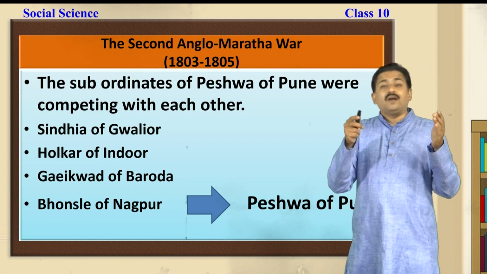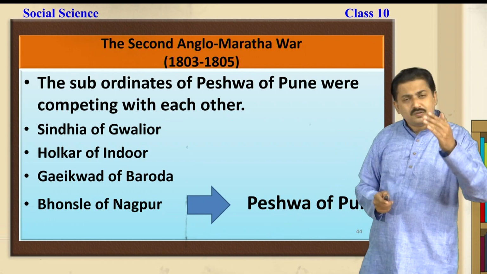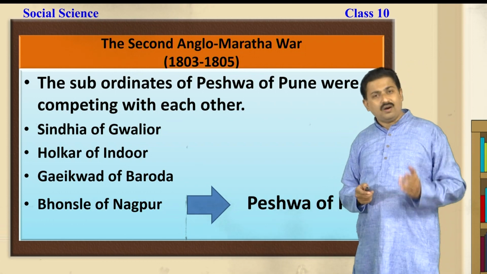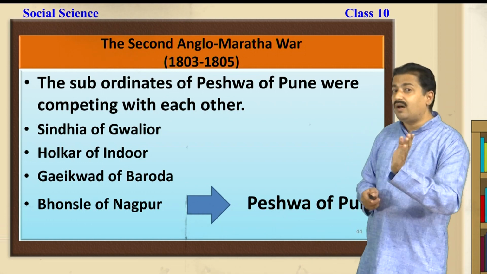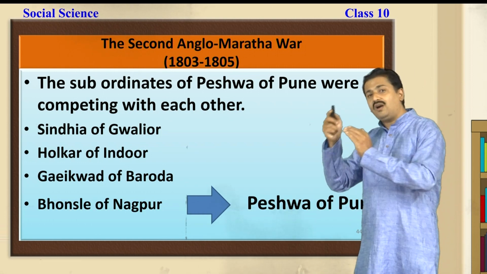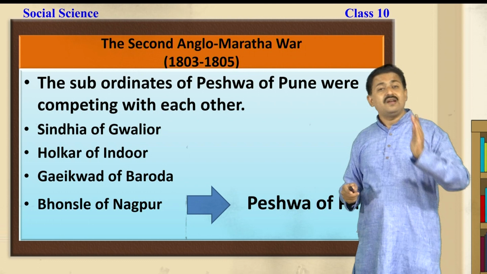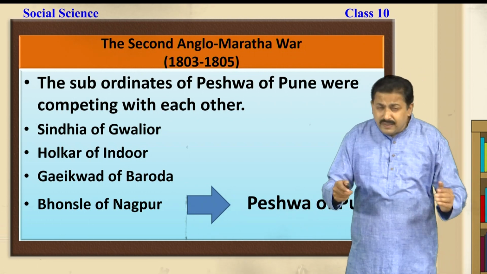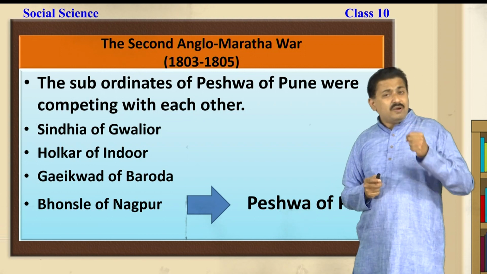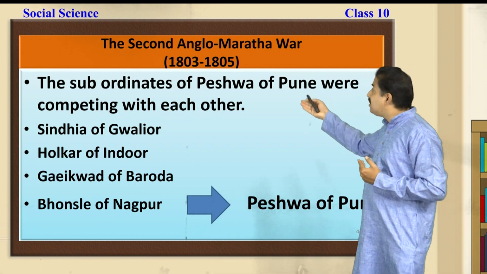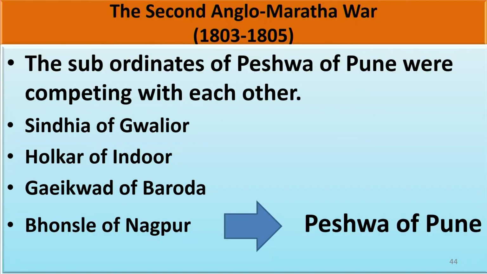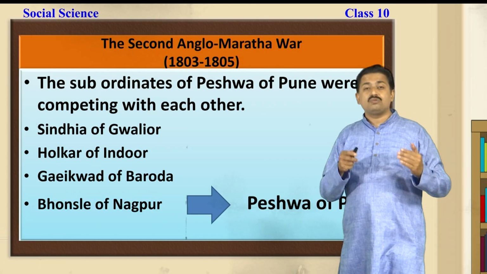At that time, the Peshwa was Bajirao II. Who was Bajirao II? Bajirao II was the son of Raghoba or Raghunatha Rao. Raghoba was also called Raghunatha Rao. Raghunatha Rao's son Bajirao II had become the Peshwa at a very young age, and he was unable to control any of these leaders of the Maratha Confederacy. At this point of time, each subordinate tried to dominate and influence Peshwa Bajirao II, the Peshwa of Pune.